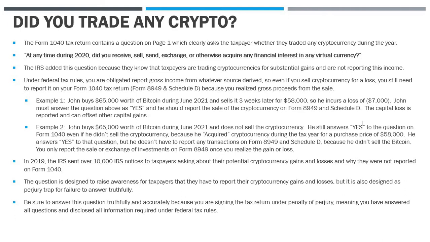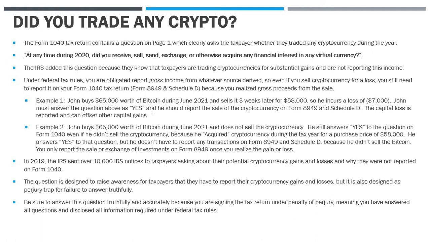Now, what about example 2 here? What if John bought the Bitcoins, 65K during June 2021, but he didn't sell it, right? So he kept it all year. Well, he still has to answer yes to that question, right? Because even though he didn't sell it, he acquired cryptocurrency during the year for a purchase price of 58.